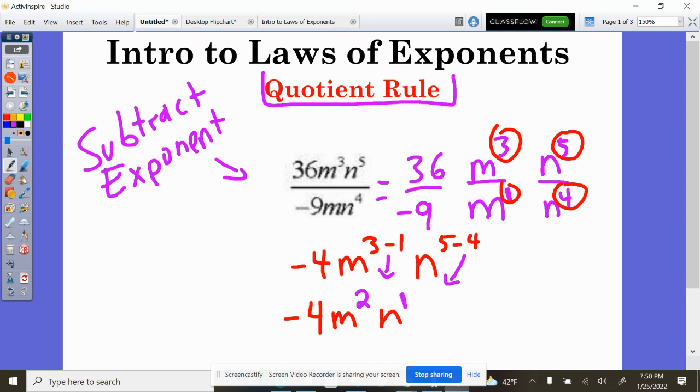Now if we remember correctly, when we have a positive 1, we do not have to put the 1, we can just leave it like that. And since we don't have negative exponents, that is our answer. Let's remember that the negative 4 is not an exponent, it's a coefficient, so it's okay if it stays negative.